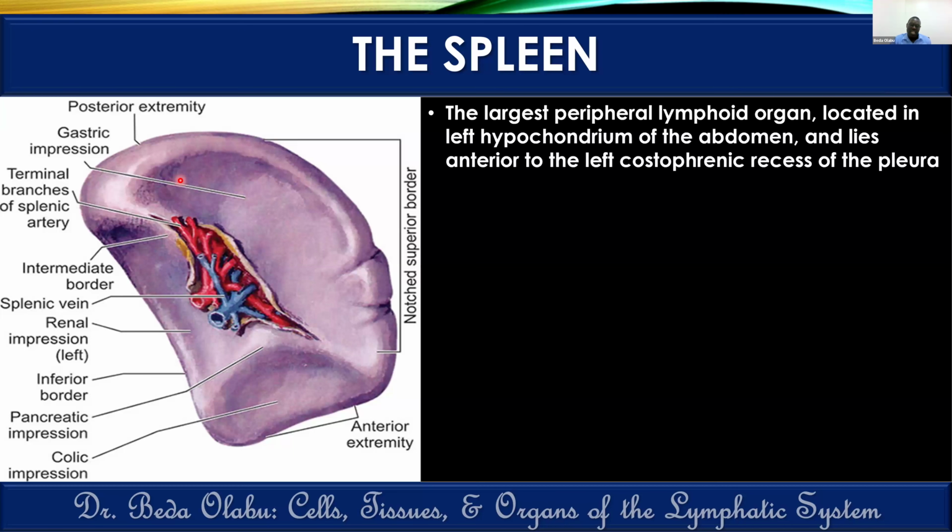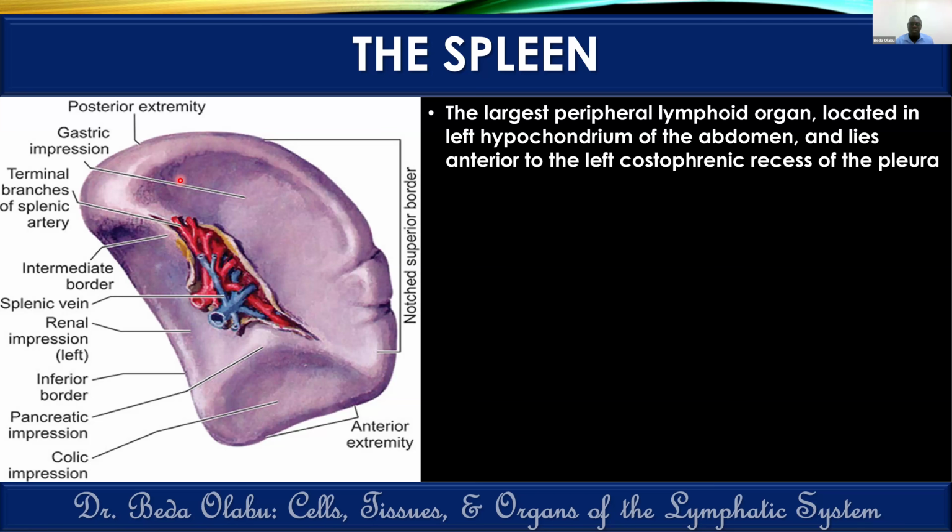The spleen is the largest peripheral lymphoid organ. It is located in the abdomen, usually on the left side, what we call the left hypochondrium of the abdomen. The left hypochondrium is this region below the left hemidiaphragm. We'll discuss more about abdominal regions when we discuss the abdomen. It lies usually behind the stomach. It also lies in front of the posterior dome of the left hemidiaphragm.